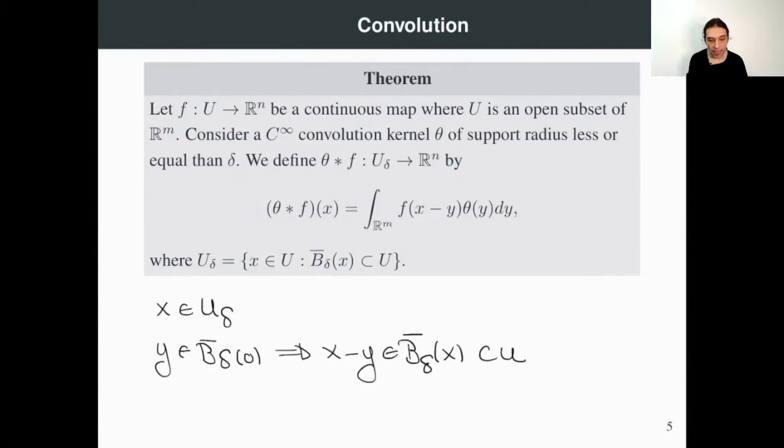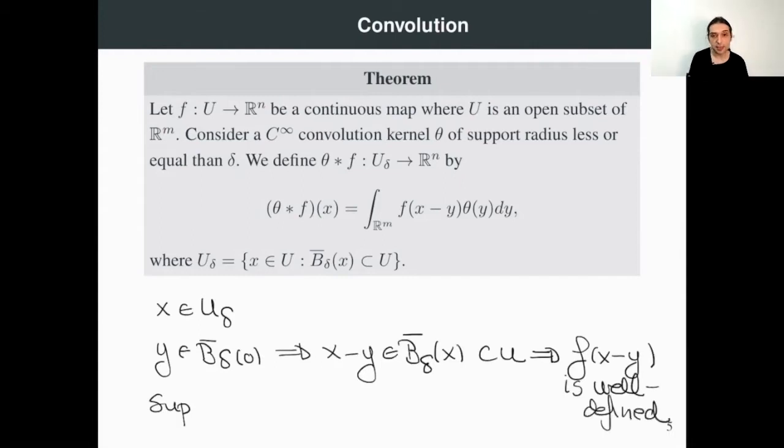Okay? And besides that, the support, so in particular, the value of f in x minus y is well defined, because x minus y in such a case belongs to U, is in the domain of definition of the map F. Now we have that the support of theta is contained in the closed ball of center at the origin and radius delta.